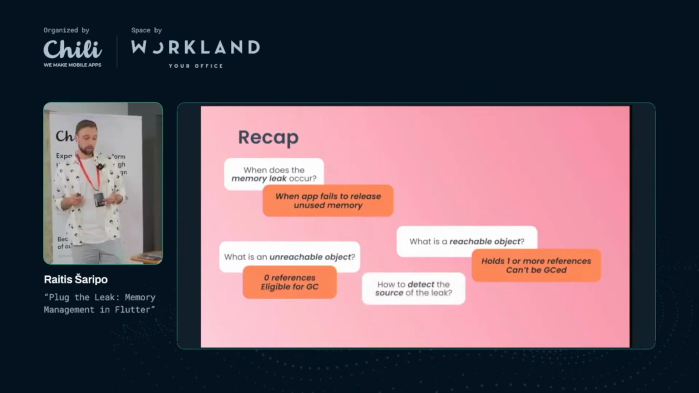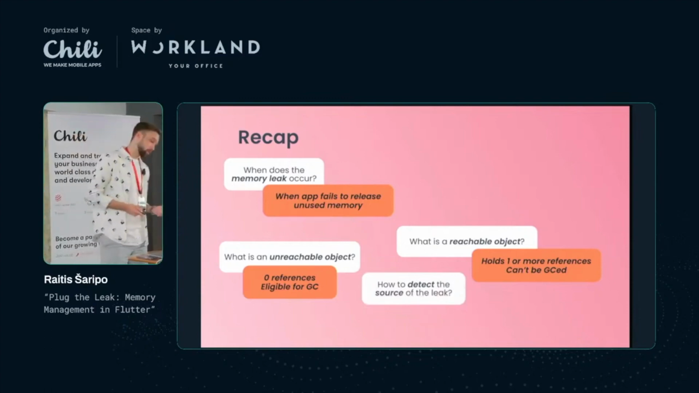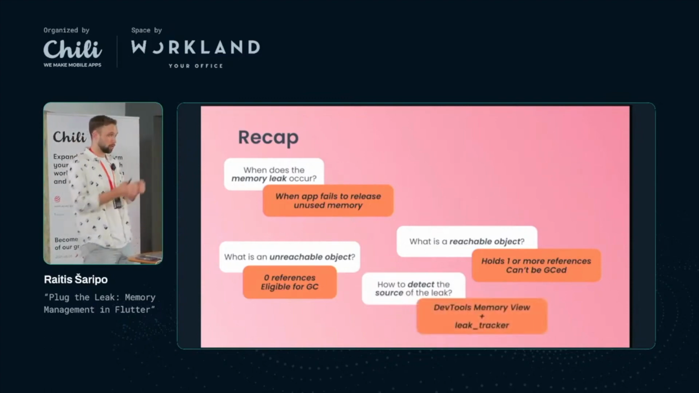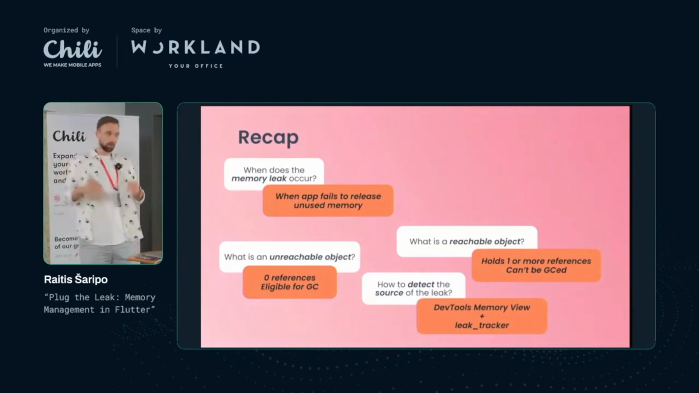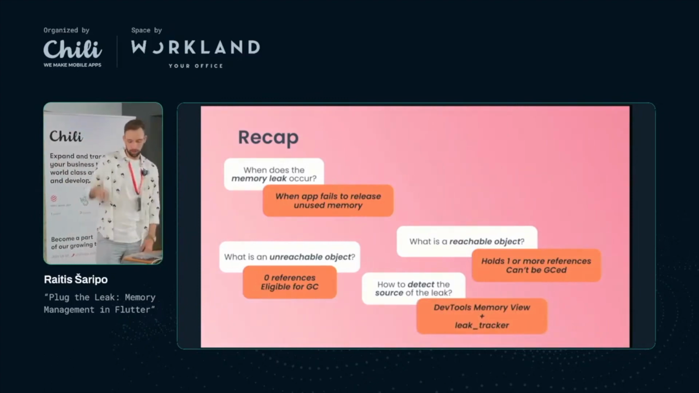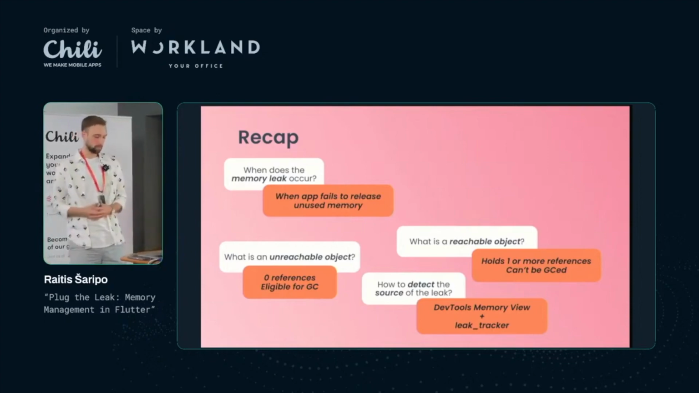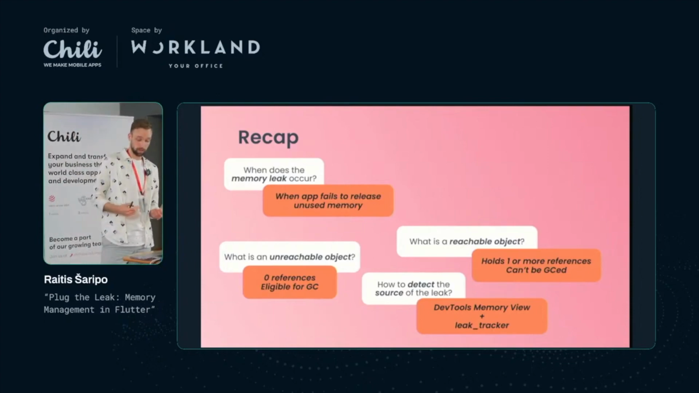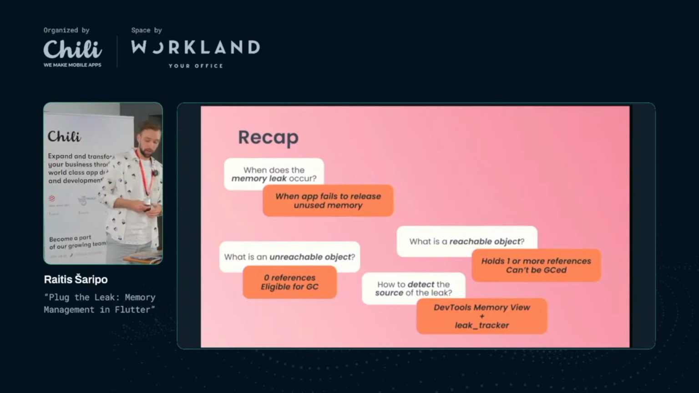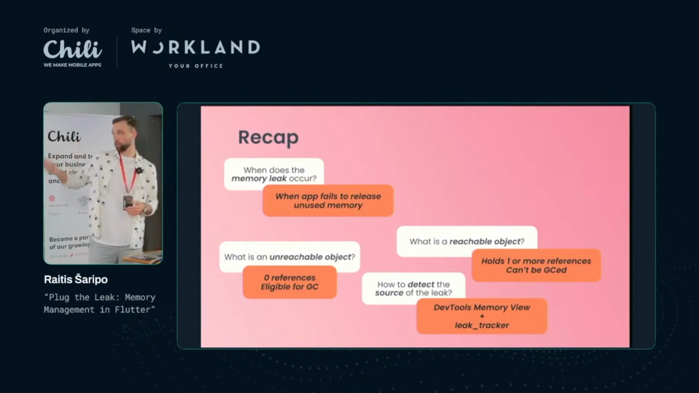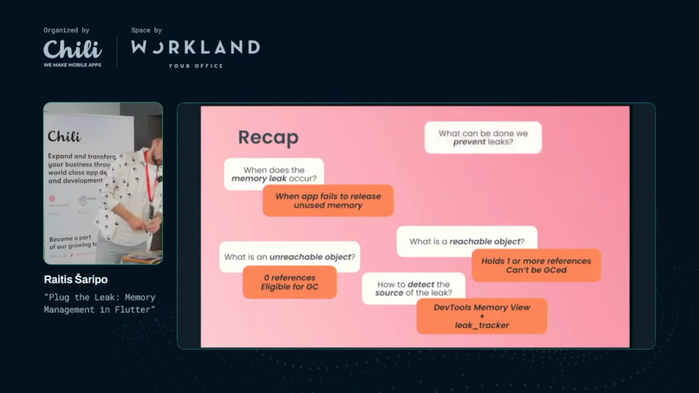What can we do to detect the source of the leak? There are a few options. Either you're a complete code wizard and you can just open the code, look at it and say, okay, this is where it's leaking, then great for you. But for me, it's easier to use debugging tools provided by the Flutter and Dart teams, like DevTools Memory View in combination with the Leak Tracker package.